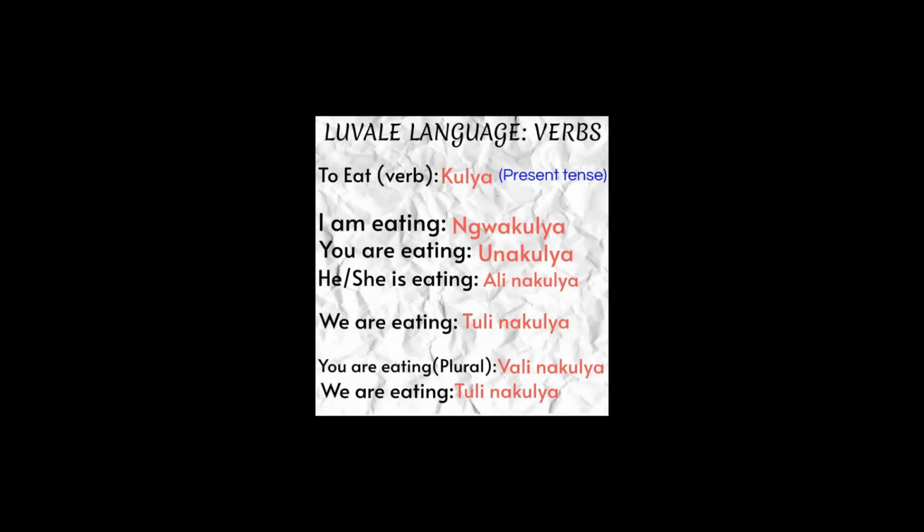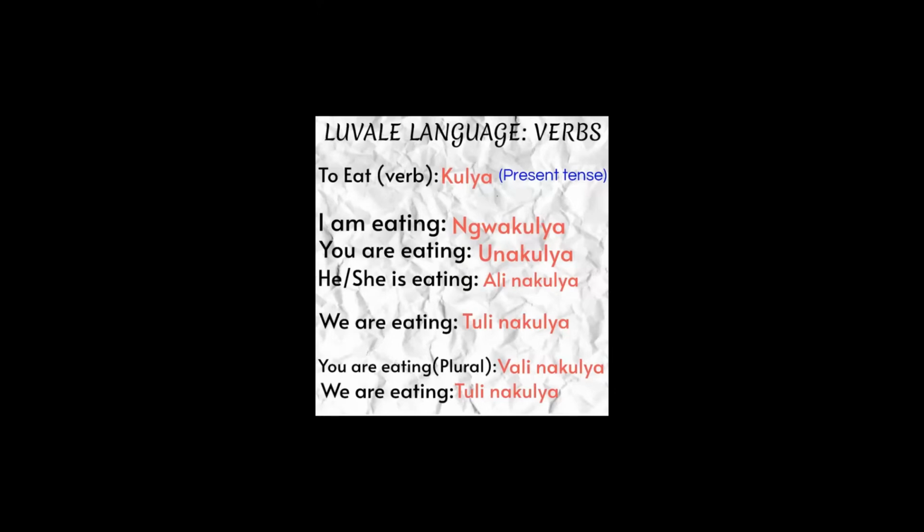Do you have any other question? I guess, can you just say all of these variations for each, for I, you, he, we, all of that? Okay. The first one, I am eating. You can either say ngwakulia, the way it is, ngunakulia, ngulinakulia. So there are three ways you can say it: ngwakulia, ngulinakulia, ngunakulia. Then you are eating, singular. Unakulia, ulinakulia.